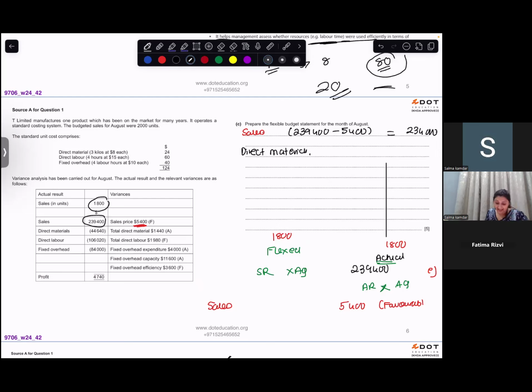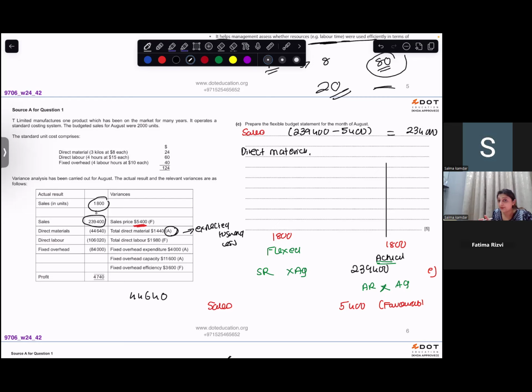So what is our direct actual material? 44,640. Okay. I have an adverse variance. That means what? I expected to spend less, but I spent more. How much more did you spend? 1440. You spent 1440 more.